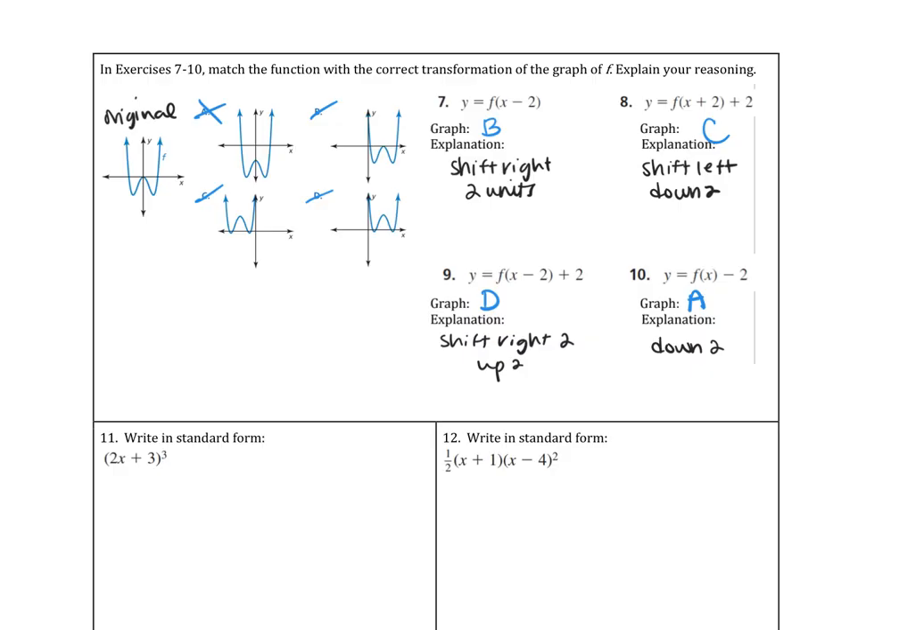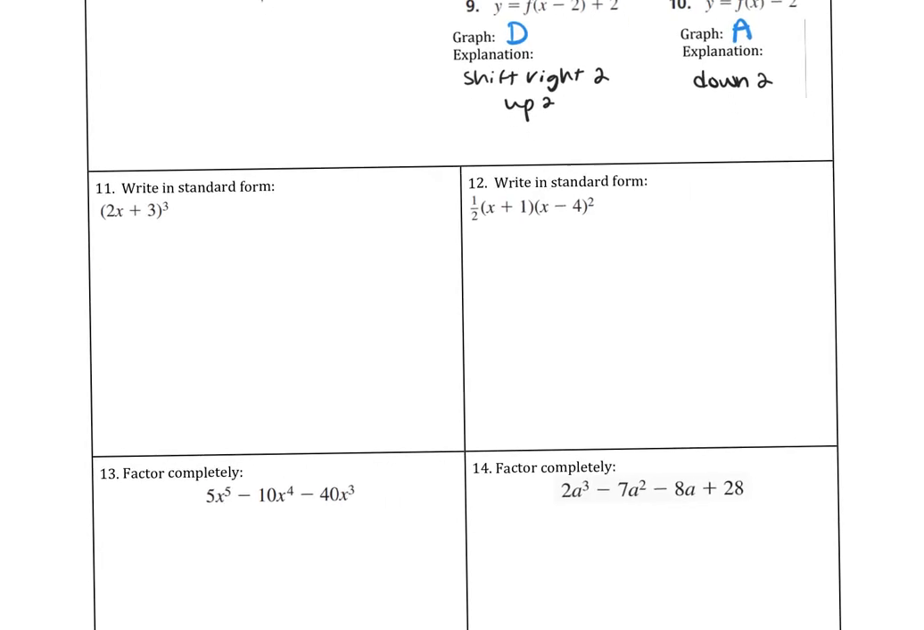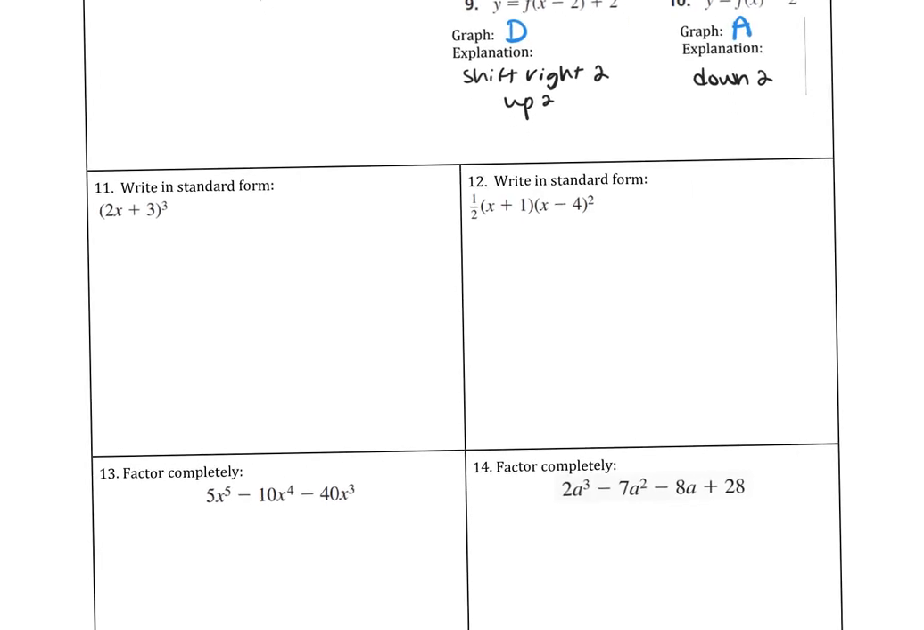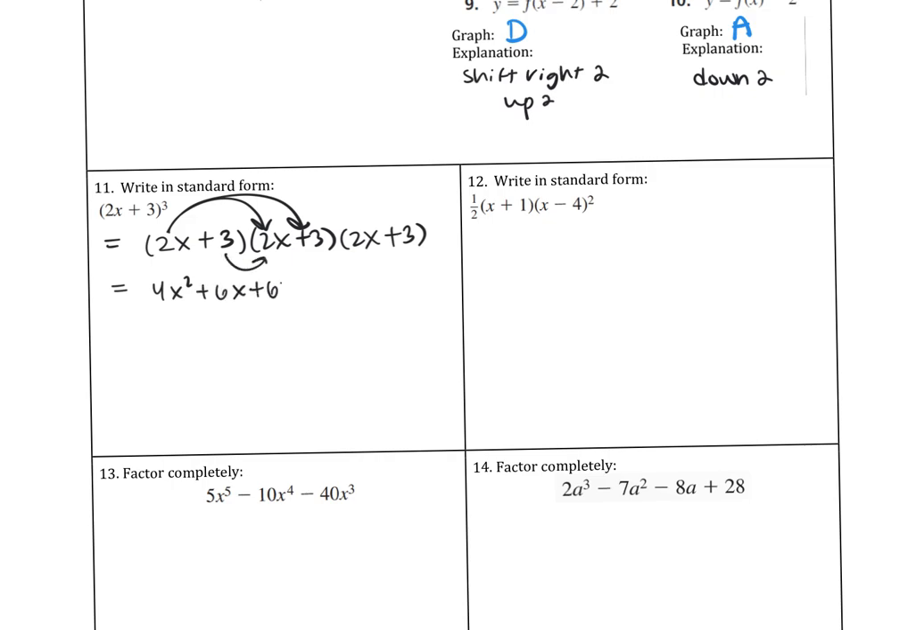All right, let's do number 11 where it says to write the graph in standard form. So in order to get this in standard form, we see we've got a binomial to the power of 3. So we're going to write this out, 2x plus 3 times 2x plus 3 times 2x plus 3. Let's FOIL together the first 2 terms. 2x times 2x is 4x squared. 2x times 3 is a positive 6x. 3 times 2x is 6x. And 3 times 3 is 9. We can go ahead and combine like terms to get 4x squared plus 12x plus 9.